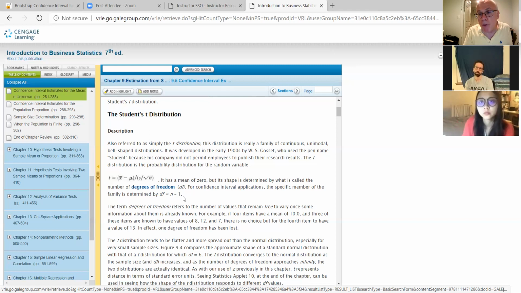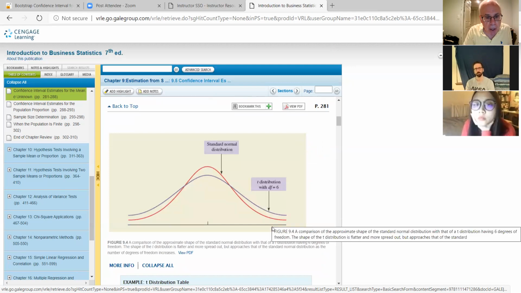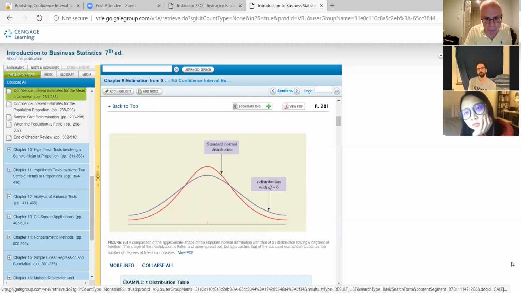Now, if we were estimating more than one parameter, maybe 2 means, then it would be n minus 2 degrees of freedom because we're estimating 2 means. So it's pretty easy to use, and here's your t-distribution with 6 degrees of freedom. Notice it's a flatter curve than the standard normal, but as you increase the degrees of freedom, it gets less fat on the tails and starts to approach the standard normal curve.